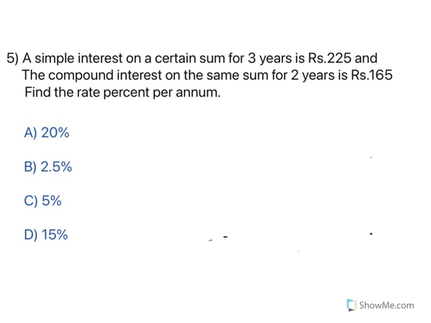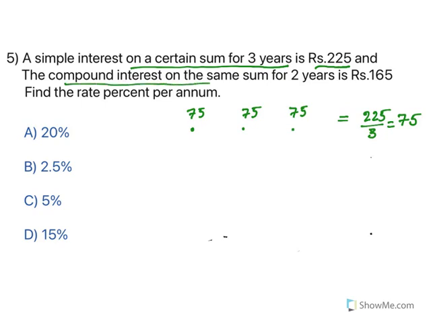Again a kind of interest question. A simple interest earned on a certain sum for 3 years is 225. Now see, just now we have seen simple interest per year. 3 years is 225. Now what will be for 1 year? 75. So for 1 year he is getting 75, for another year he is getting 75, for the third year he is getting 75, and the total amount is 225. And the compound interest on the same sum for 2 years is 165.